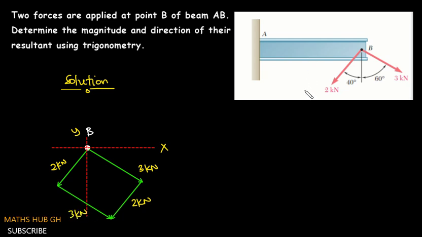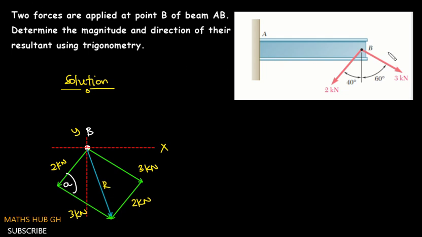Now what I'll do is join where their tails meet to where the heads meet. The magnitude of this vector here becomes the resultant force, and that's the value that we want to find. Since we know two sides, the 2 kilonewton and the 3 kilonewton, we can easily find the resultant force by knowing the angle opposite to the resultant force, which is this angle here, which I'll name as angle A. If you know this angle, we can find the resultant force easily. So let's look at how you are going to find that angle.